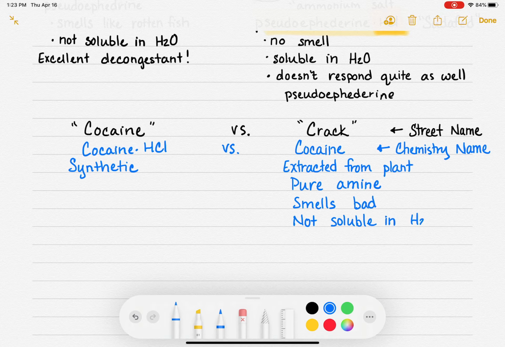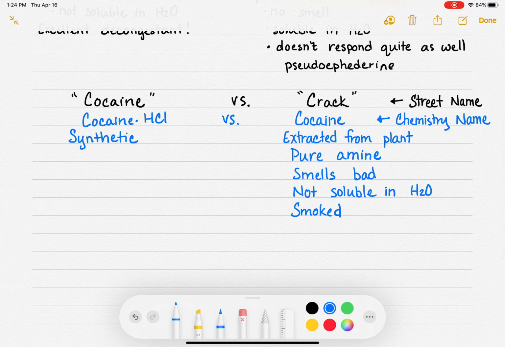Because it's not soluble in water, if you want to get high off of crack, technically known as cocaine, you can't absorb it through any of your mucous membranes, meaning it's not very effective if you snort it. What you really need to do is smoke it. Because it's not water soluble, getting it into your bloodstream is quite a bit more difficult because it just doesn't want to go into your blood, which is very aqueous, very full of water. So crack that you buy is smoked because it's not water soluble.